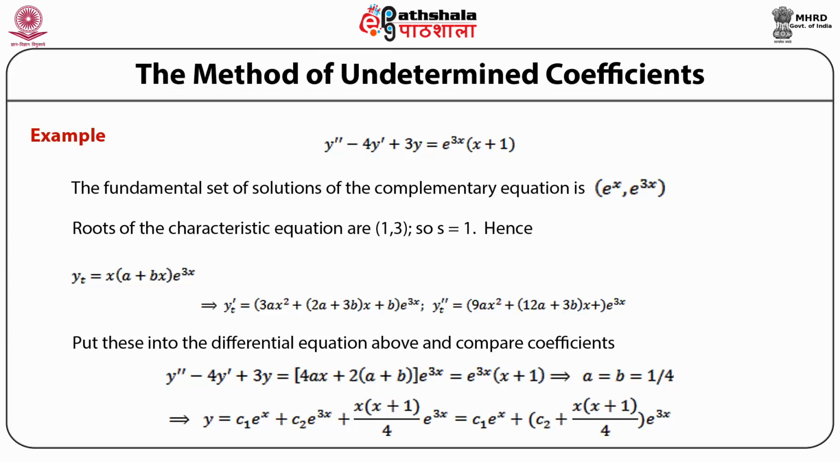1 by 4. Hence, the general solution of the differential equation is y is equal to c1 times e raised to power x plus c2 times e raised to power 3x plus x into (x plus 1 by 4) times e raised to power 3x. This is equal to c1 times e raised to power x plus, within the brackets, (c2 plus x into (x plus 1 by 4)) multiplied by e raised to power 3x.